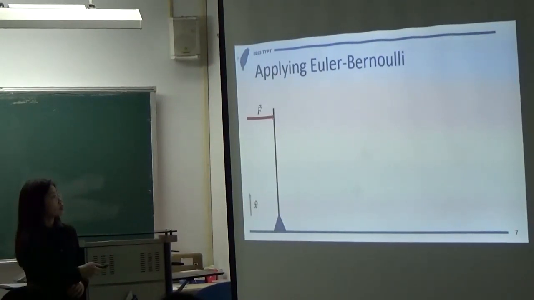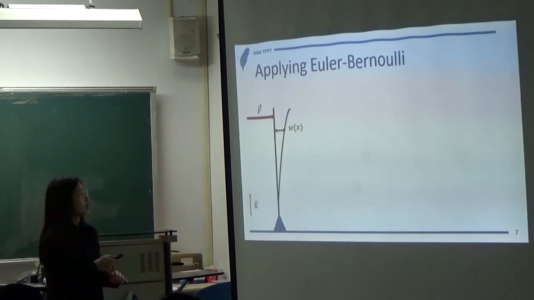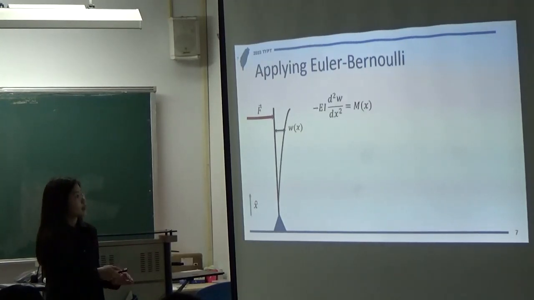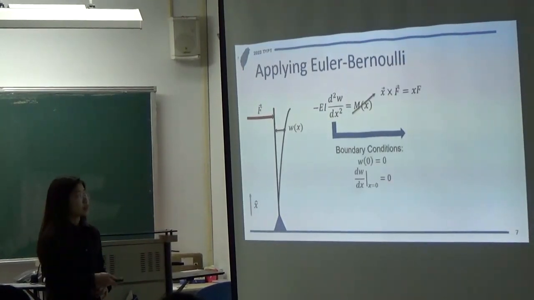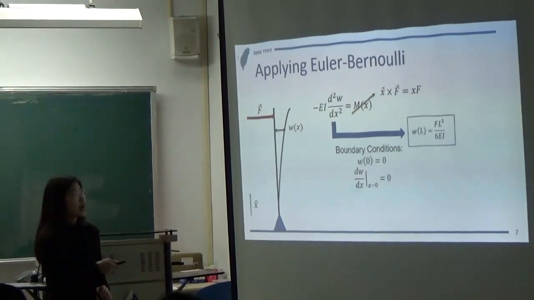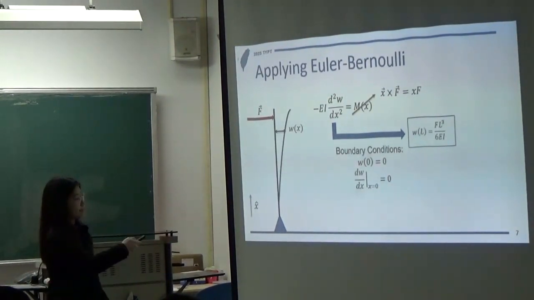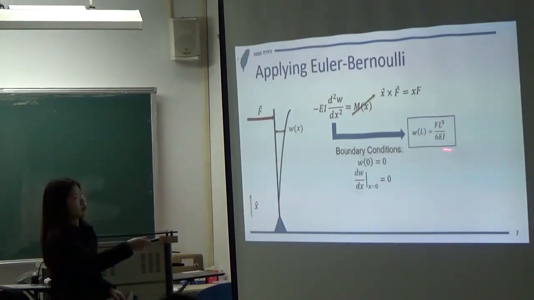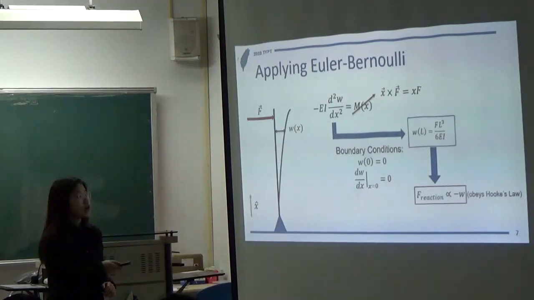Next, applying Euler-Bernoulli. When there is a force exerted on the leaf spring, it deflects by a function W(x). Here is the Euler-Bernoulli equation, where the moment is equal to the force times the lever arm. These are the boundary conditions at the end of the strip. Since we're only concerned about the ends of the strip, we plug in L, and we get that the reaction force obeys Hooke's law.